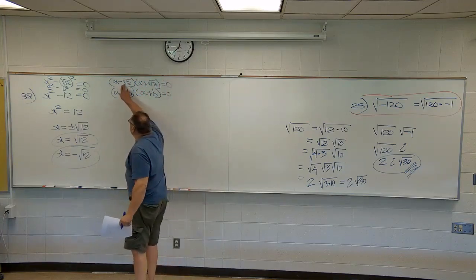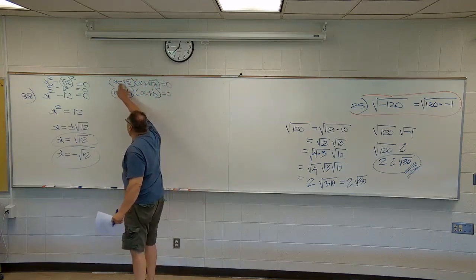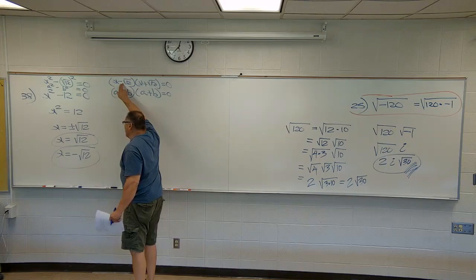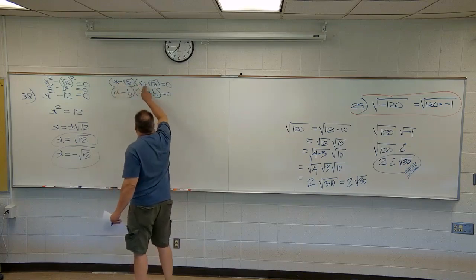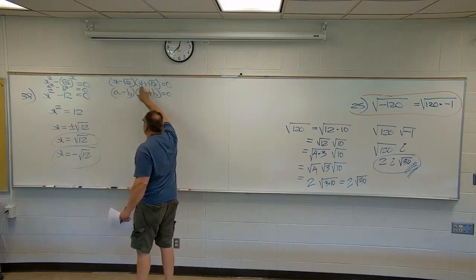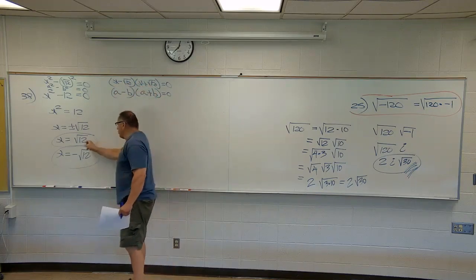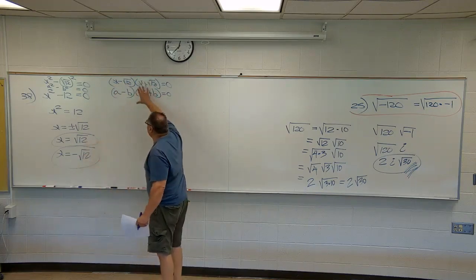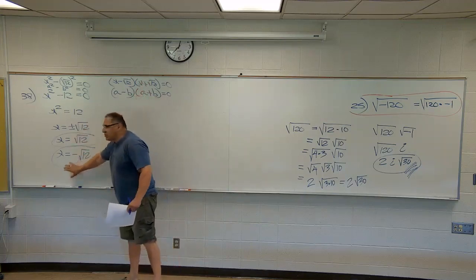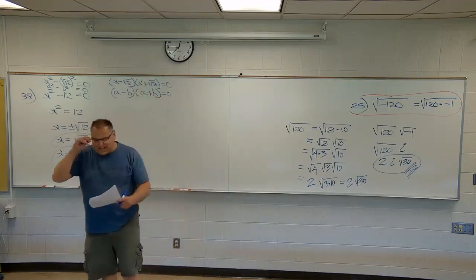How do you get x minus the square root of 12 to be equal to 0? x would have to be the square root of 12. What number plus the square root of 12 will give you 0? How about negative the square root of 12? So square root of 12 and negative square root of 12. That's a little more rigorous. This is simply the square root property, you guys.